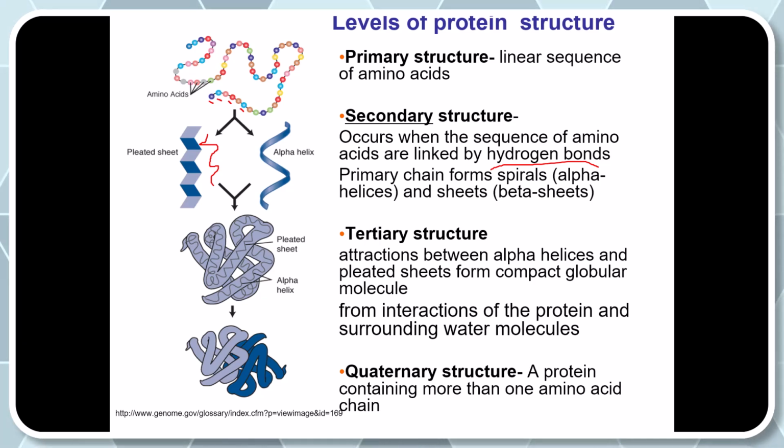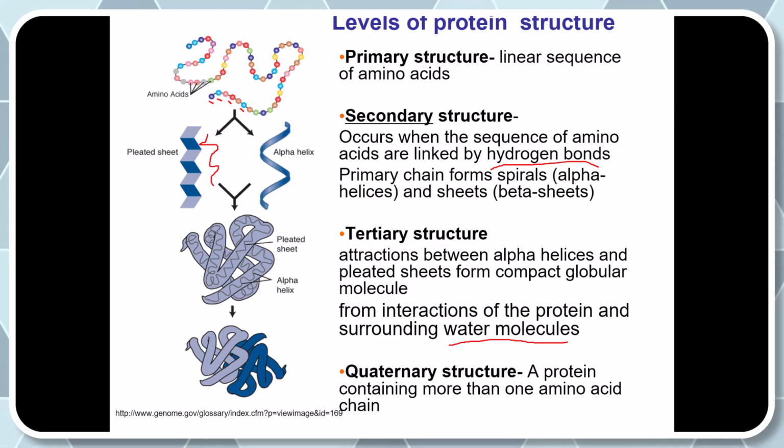The next level is the tertiary structure, and this is when the amino acids start to interact with the surrounding water molecules. So the amino acids are hydrogen bonding with the water around it, and you get this kind of compact, globular shape.